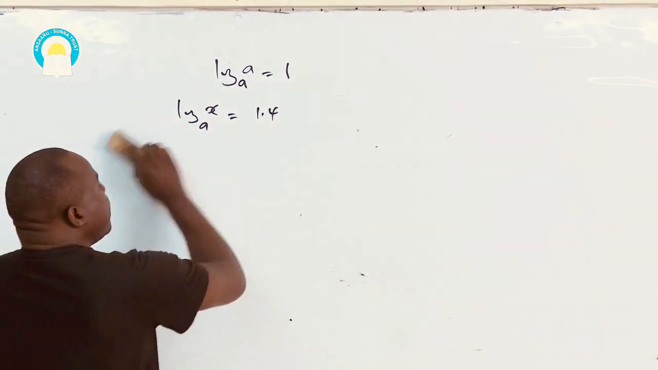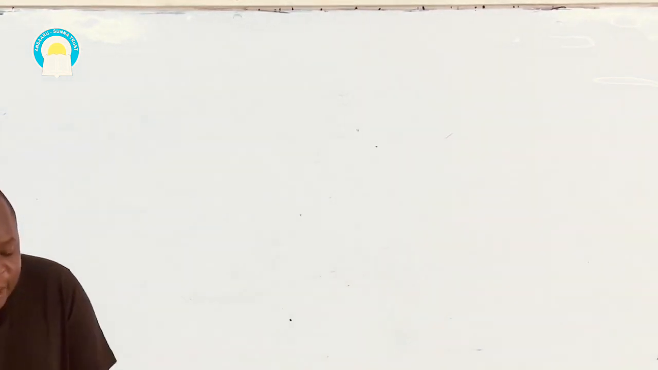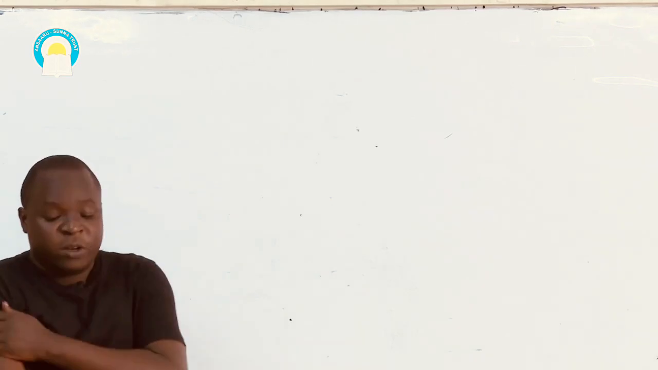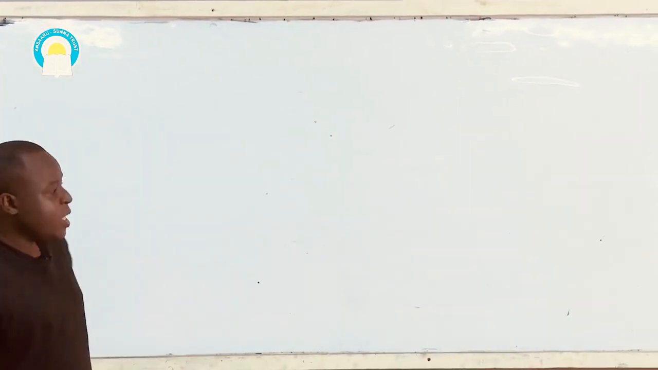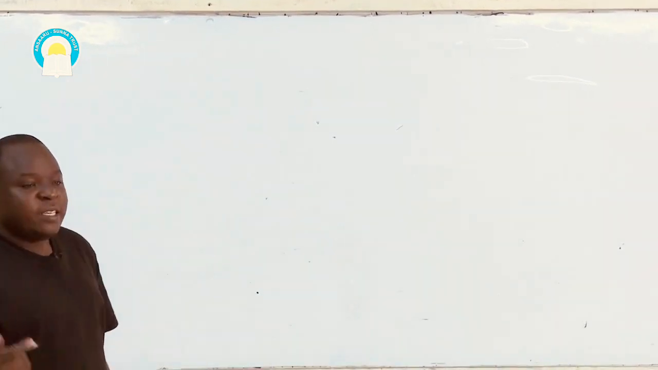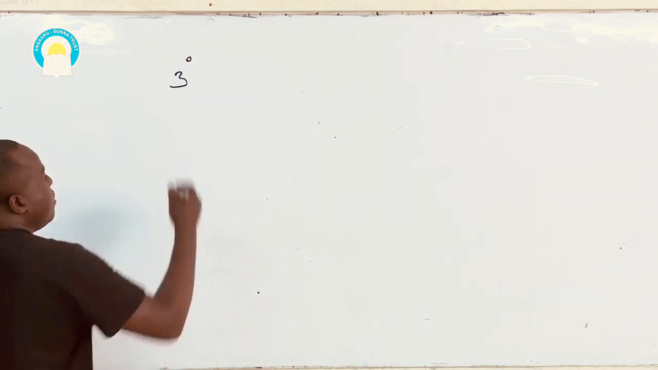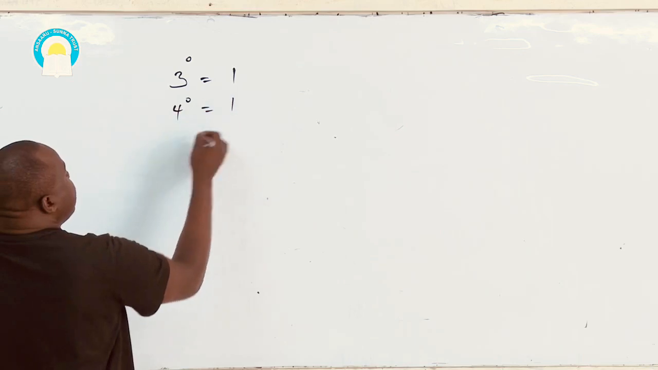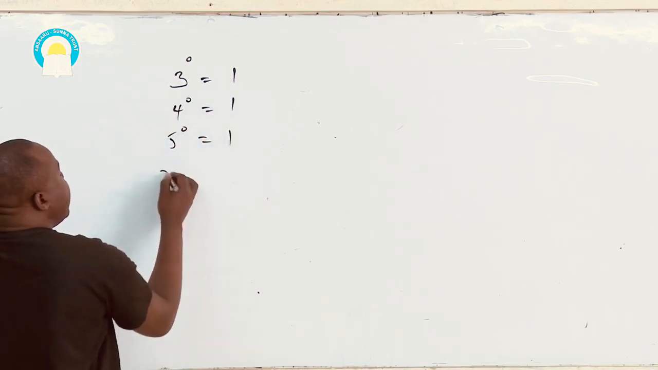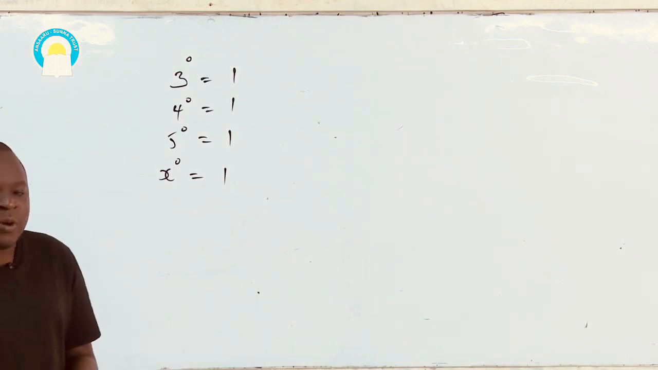Now, the next thing we're supposed to do is move to the next law, which is the logarithm of unit. Again, according to your indices, a number like 3 raised to 0 gives you a value 1. 4 raised to 0, 1. 5 raised to 0, 1. X raised to 0, meaning any number raised to 0, the answer is equivalent to 1.